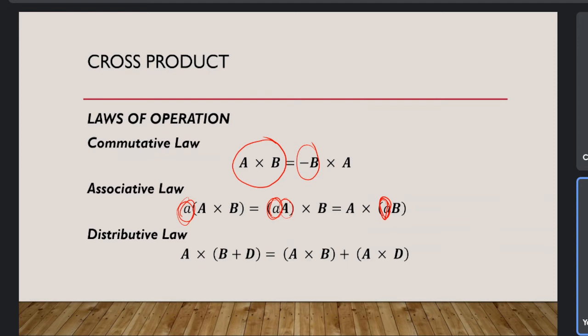And there's another law, that is the distributive law. In the distributive law, there are two vectors that are added, but the cross product is by one vector, so it will be distributed: a cross product b plus a cross product d. So this is the distributive law. You will distribute the vector to the two separate vectors where there is an addition.